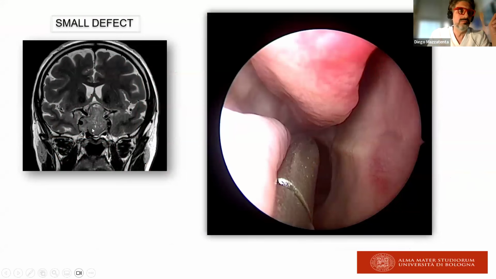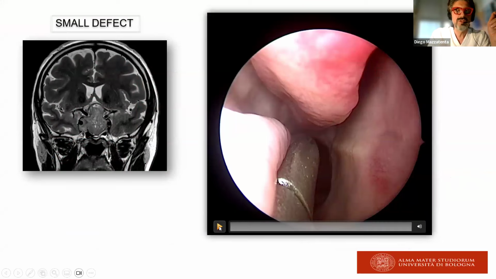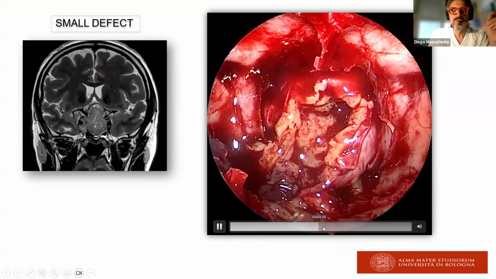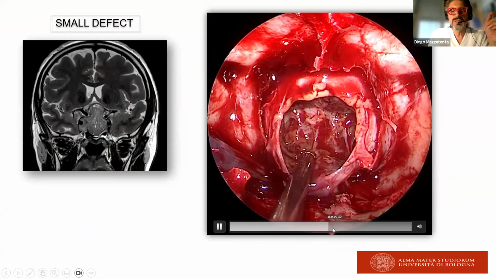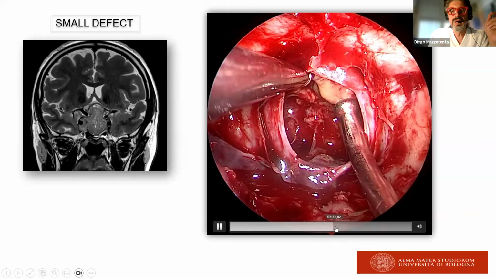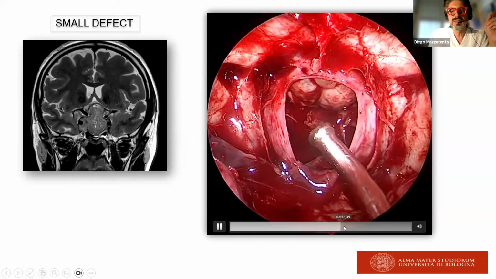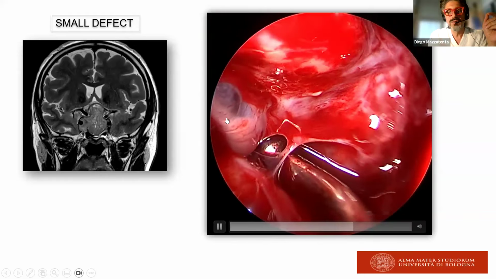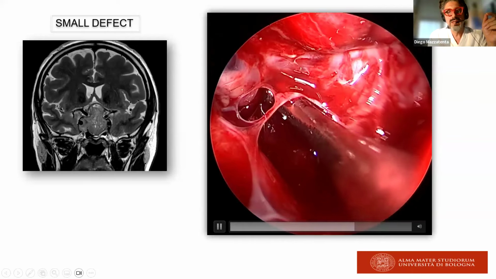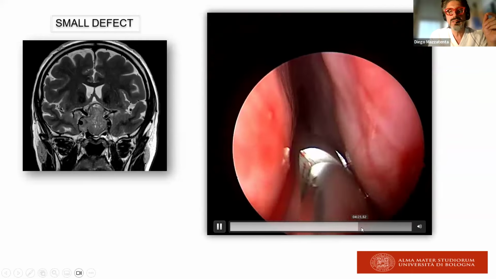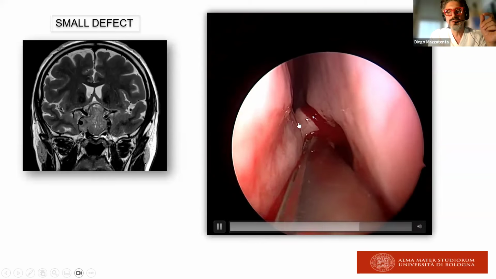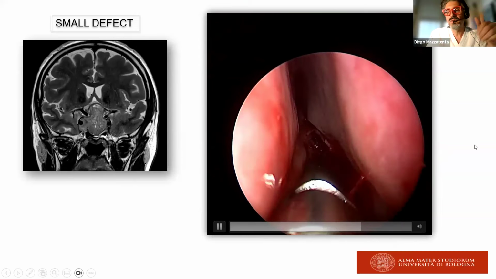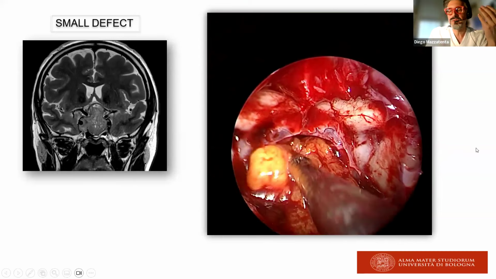This is a macroadenoma with partial invasion of the cavernous sinus. We skip to after the tumor removal. During the exploration, we observe a little defect in the suprasellar space. As you can see, this is the optic nerve, and this is the carotid artery. And you can see also the CSF leak. In this case, we choose to use the mucoperiosteum of the middle turbinate, and the use of the middle turbinate is a very low morbidity procedure.